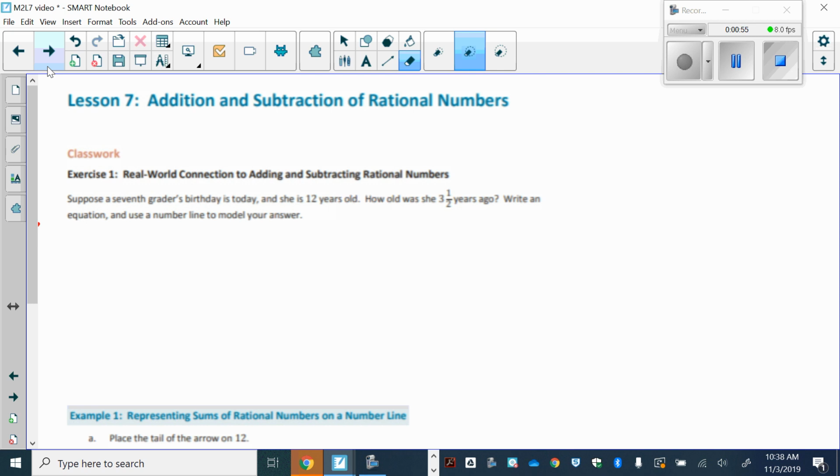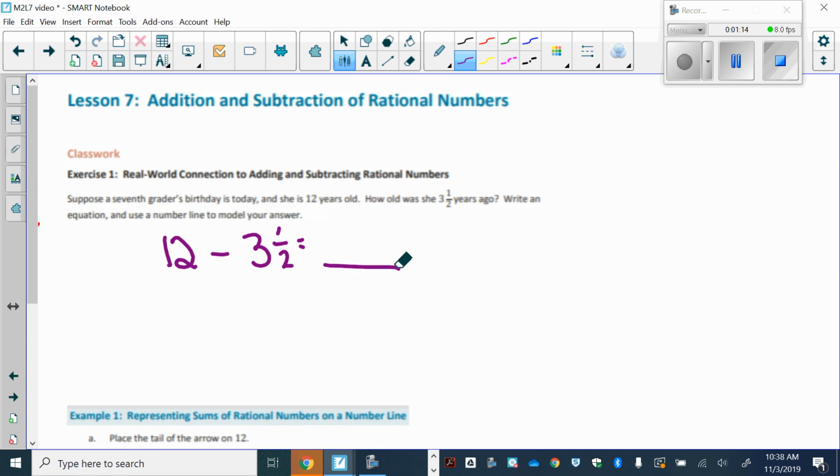Suppose a 7th grader's birthday is today. She is 12 years old. How old was she 3.5 years ago? Write an equation and use a number line to model your answer. 12 minus 3.5 equals something. Once I fill in that something, I have my equation.